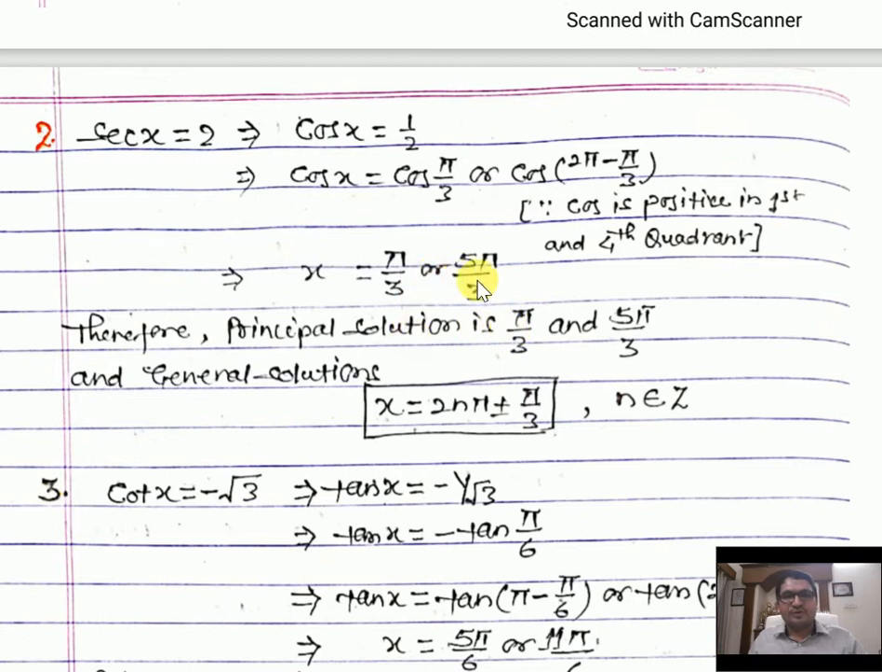So pi upon 3 or 5 pi upon 3. This is the principal solution of the given equation. General will be 2n pi plus minus pi upon 3.